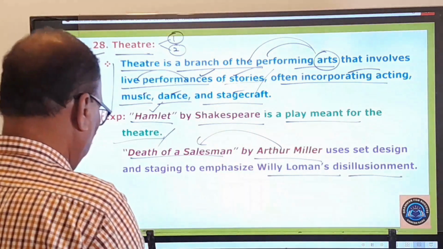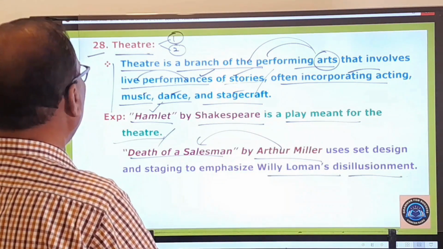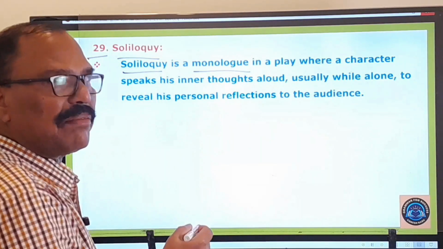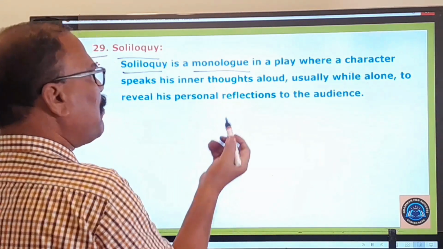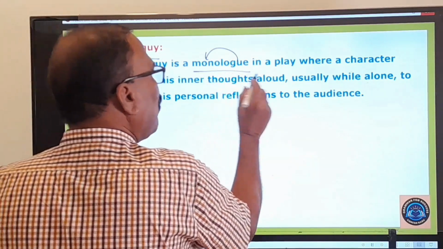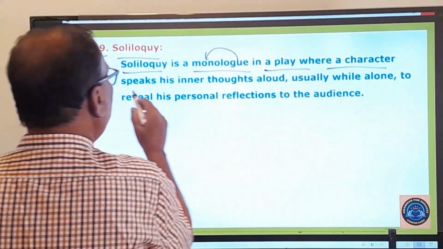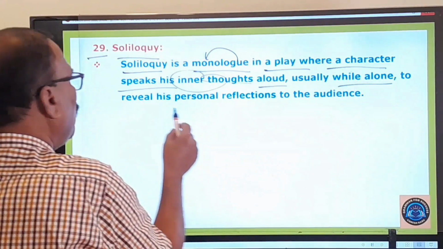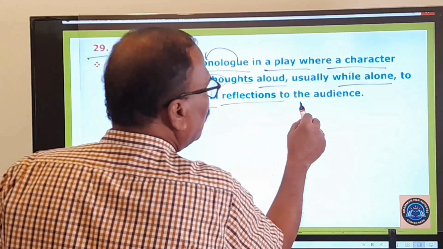And you go to the next important literary device. Soliloquy is a monologue. Mono means single, by one person. Log means speech. Speech made by one person is therefore called a monologue. It is a play where a character speaks his inner thoughts aloud, usually while alone, to reveal his personal reflections to the audience.